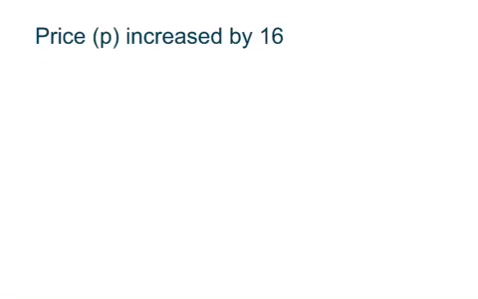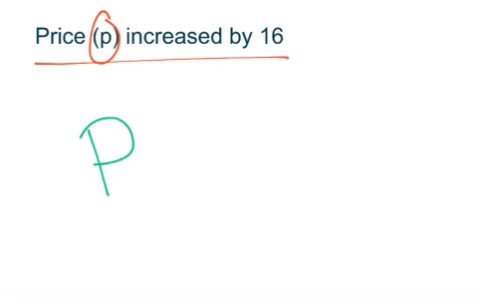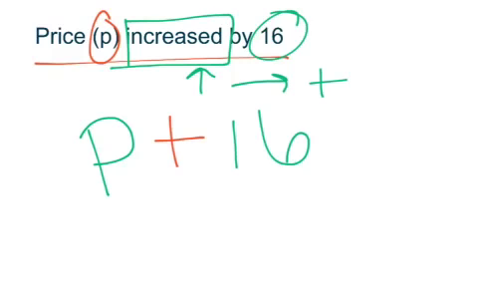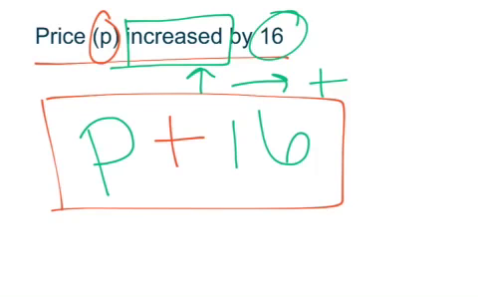Let's practice with writing an algebraic expression for this word sentence. So the price, P, increased by 16. I know my variable is going to be P, it's going to stand for my price. Now I have to look at my key words here. I know increase means to go up or to add. So P plus, and how much are we increasing? 16. So P plus 16. This is my algebraic expression.